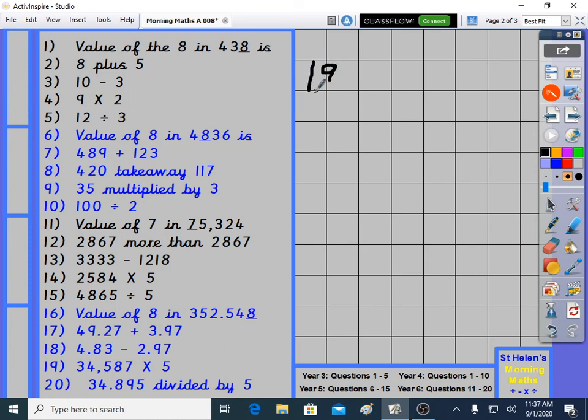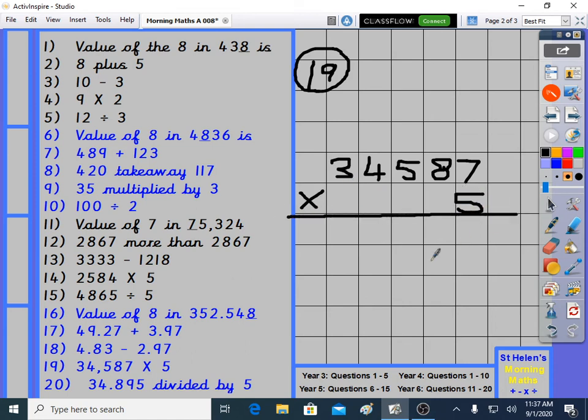Quite a big multiplication here. But at least we're only multiplying by 1 digit. Otherwise it would be a lot bigger. So this is really year 5 level and year 6 level multiplication. You may well get these in the SATs. 5 times 7 is 35. 5 times 8 is 40, plus 3 is 43. 5 times 5 is 25, plus 4 is 29. 5 times 4 is 20, plus 2, 22.